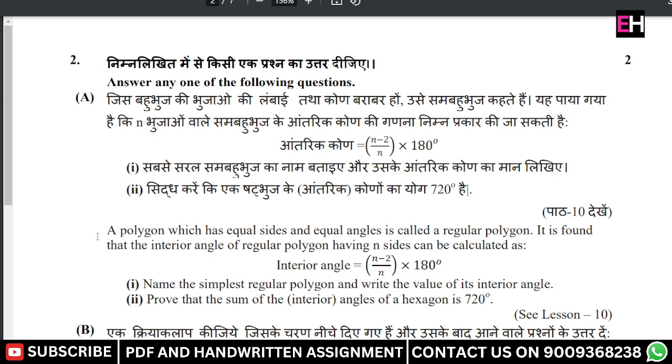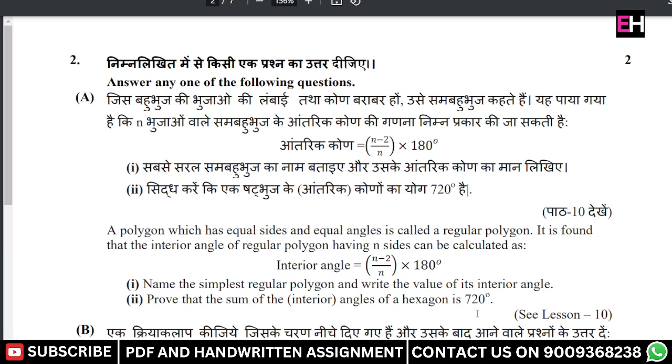Question number 2A: a polygon which has equal sides is called a regular polygon. It is found that the interior angle of a regular polygon having n sides can be calculated as interior angle equal to (n minus 2) upon n. So find out the name of the simplest regular polygon and write the value of its interior angle.